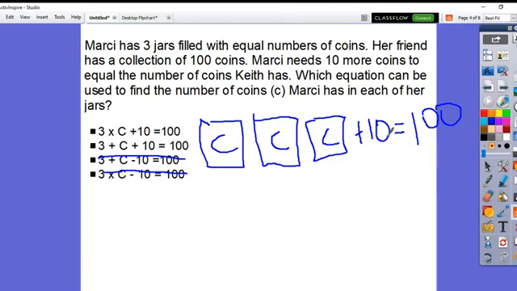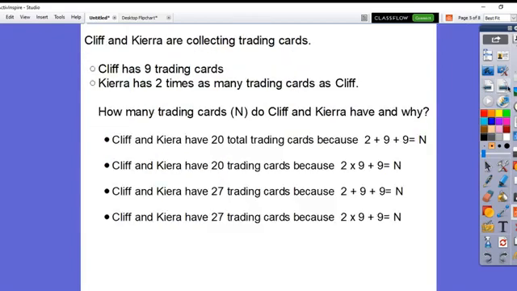3 plus C plus 10. So does that mean we're going to add just 3 to 1C and then the 10? That's not correct. So we have 3 C's. So 3 times C plus 10 is going to be our correct answer. The first one matches the word problem. Okay, quickly, let's do one more.